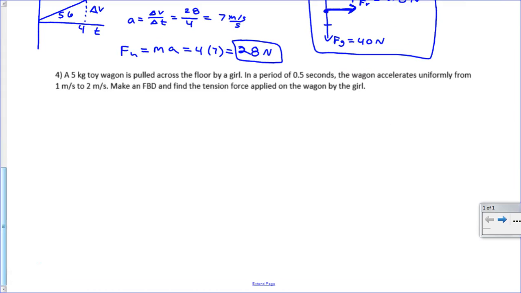Number 4 here says a toy wagon pulled across a floor by a girl. This one says in a period of 0.5 seconds, the wagon accelerates uniformly from 1 meter per second to 2 meters per second, and then you're supposed to make an FBD and find the tension. So this one, again, hopefully if you're looking at it, you can see that I give you some information about its motion first. So we're going to start with a velocity versus time graph.